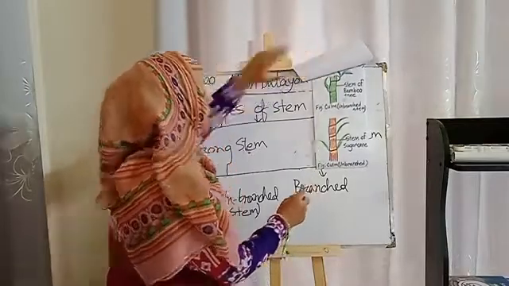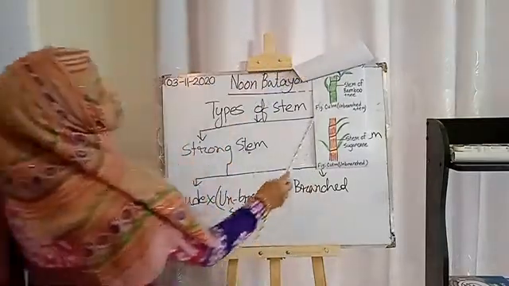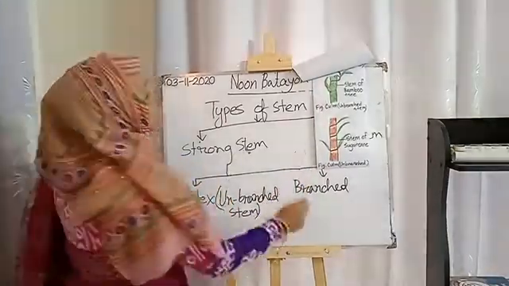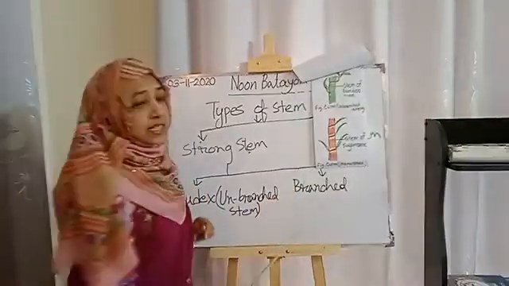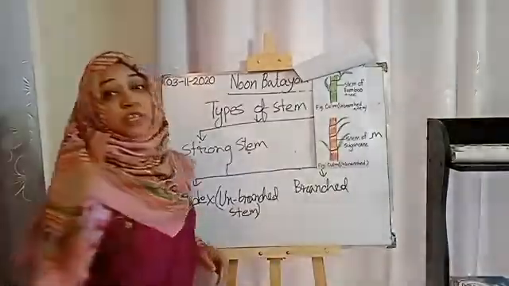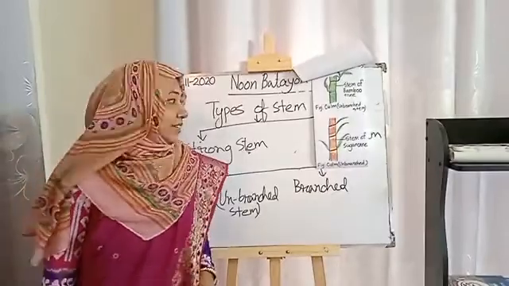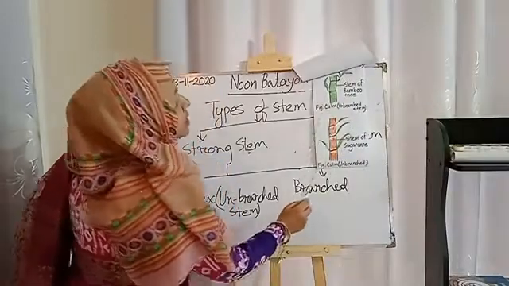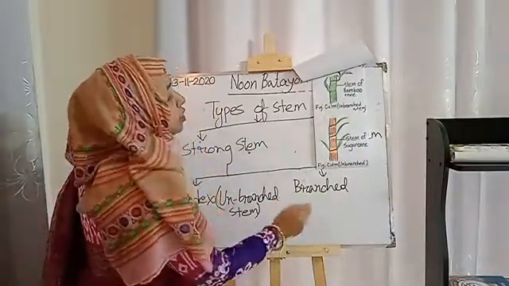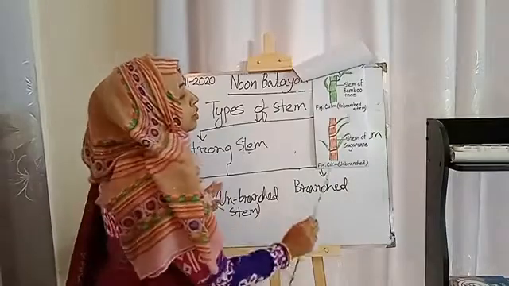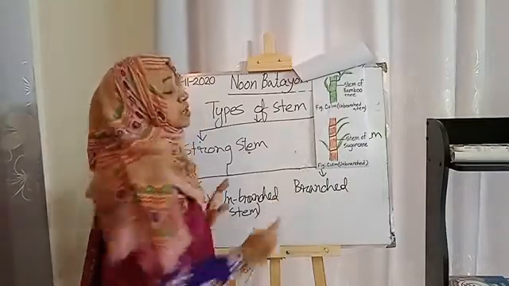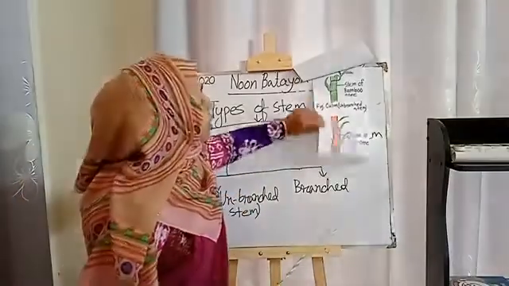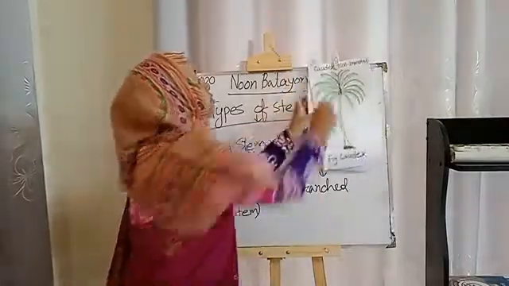The calm is an unbranched stem which has distinct node and internode, but no branches arise from the node and internode, only leaves arise from this place. This is the calm, an unbranched stem, and they are not weak. They are very strong, and sometimes they can be hollow or solid. Okay, now we are going to learn different types of stem.